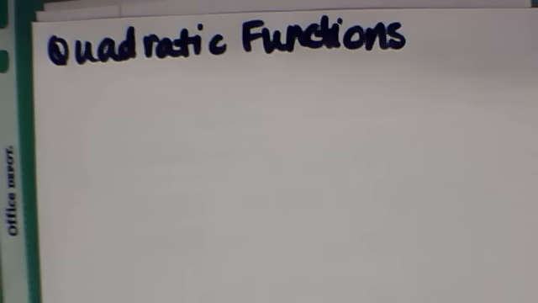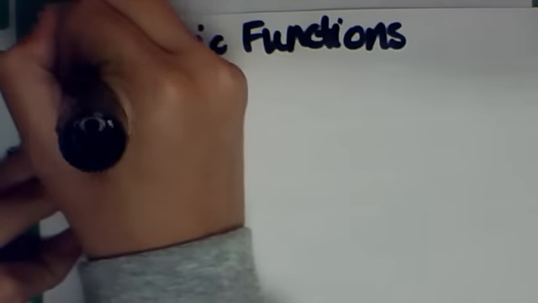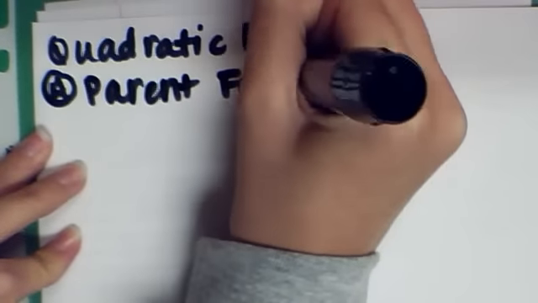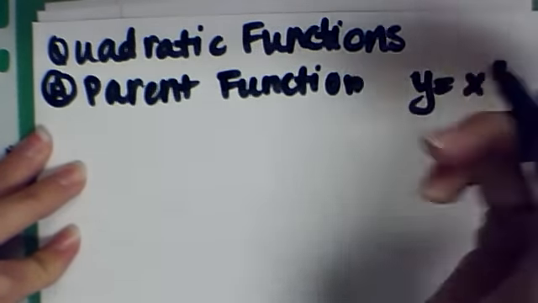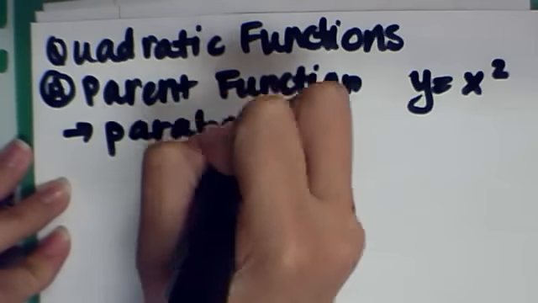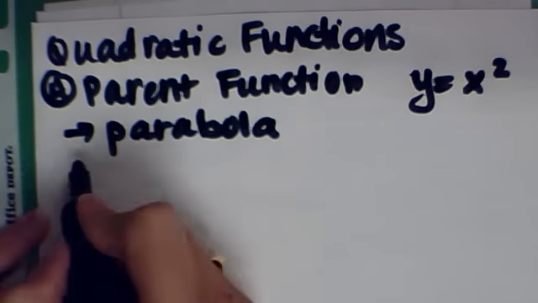Week, how we learned about quadratic functions. We started by learning some things about the parent function. So part A was parent function. And you know that the parent function of a quadratic is y equals x squared. The graph of that is called the parabola, or a parabola.